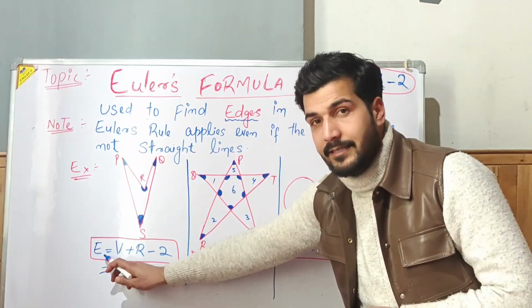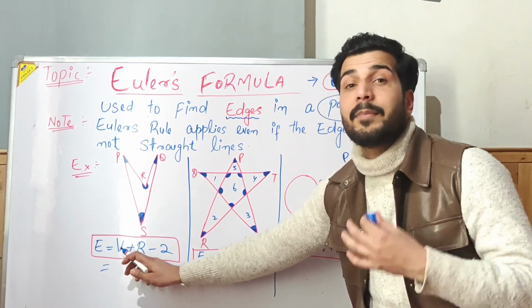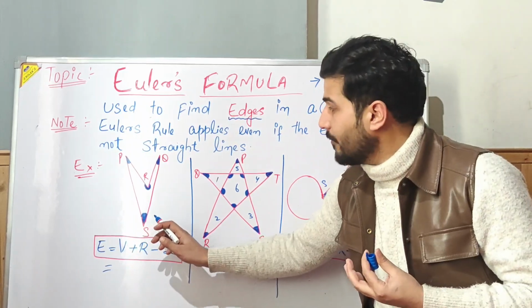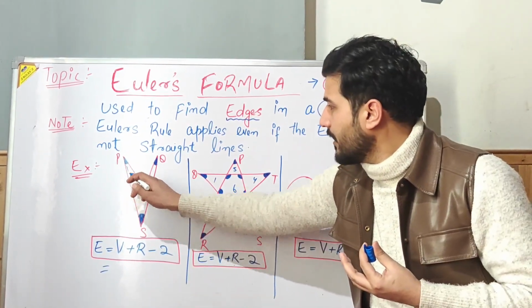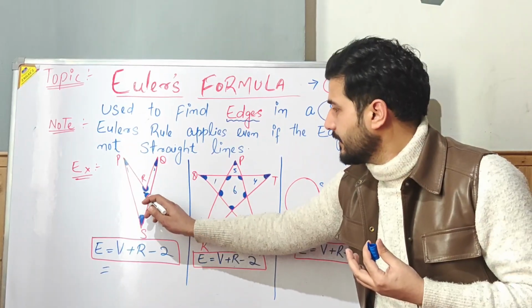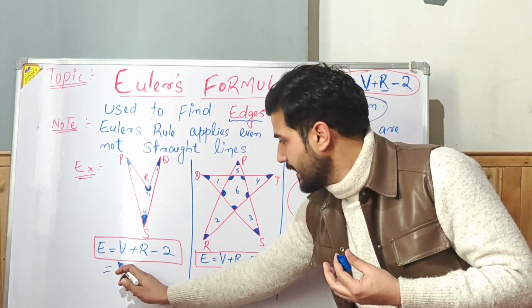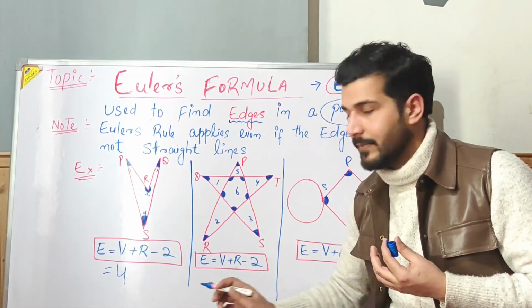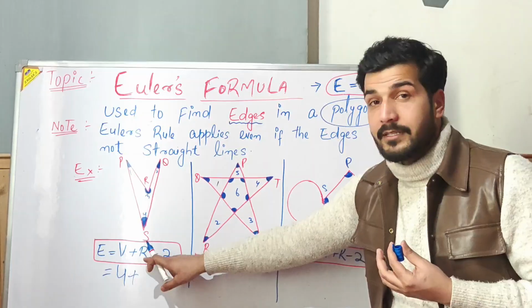So in order to find this E, we have V. So what is this V? V represents the number of vertices. So how many vertices are there? This is one vertex, this is second, this is third, and this is fourth vertex, right? So here are 4 vertices. Okay, so plus, and afterwards there is R.